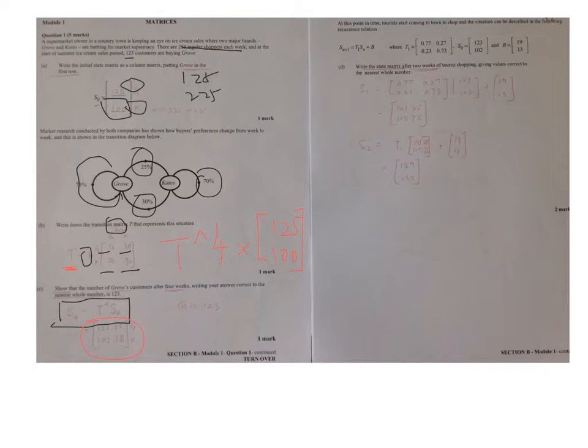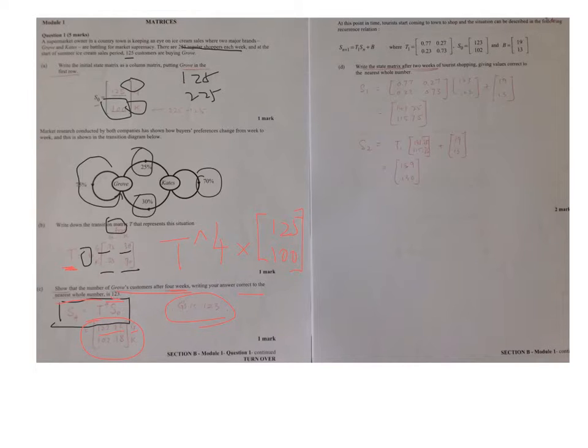Now, show that the number of growth customers after 4 weeks is 123 after you have rounded it to the nearest whole number. So out of your calculator, you would get 122.82 for growth. If you round that up, you'll get growth is 123.